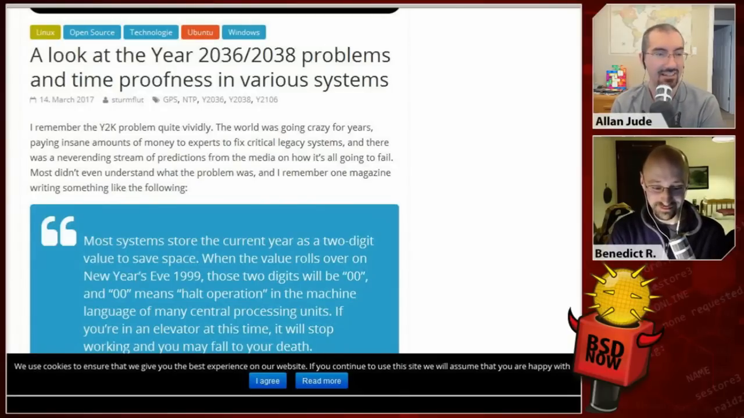Yeah, so the author says, I remember the Y2K problems quite vividly. The world was going crazy for years, paying insane amounts of money to experts to fix critical legacy systems, and there was a never-ending stream of predictions from the media on how it was all going to fail.